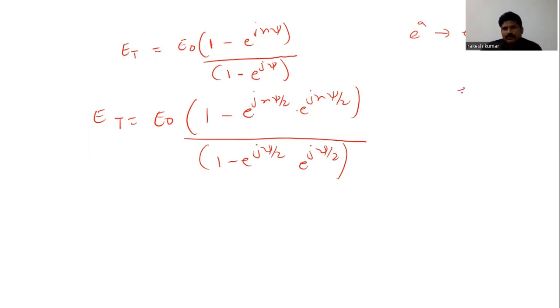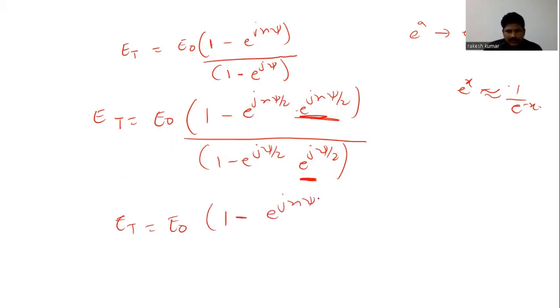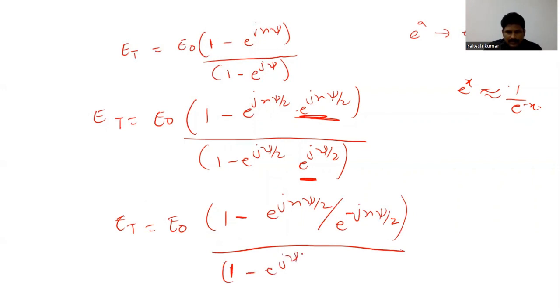Okay, so e power x can be written as 1 by e power minus x. So this one and this one we can write in the denominator. So Et is equal to e naught into 1 minus e power j n psi by 2 by e to the power of minus j n psi by 2, by 1 minus e power j psi by 2 by e to the power of minus j psi by 2.